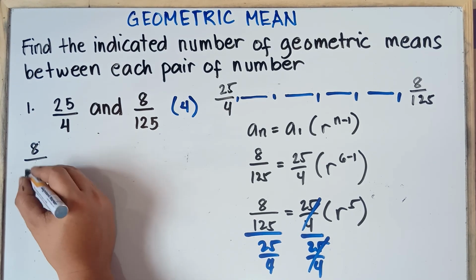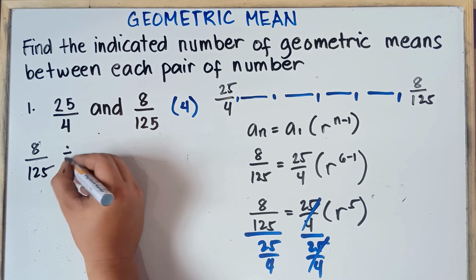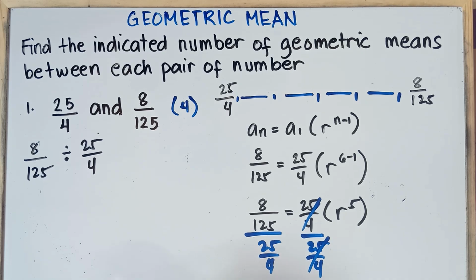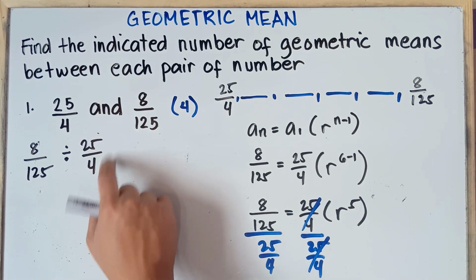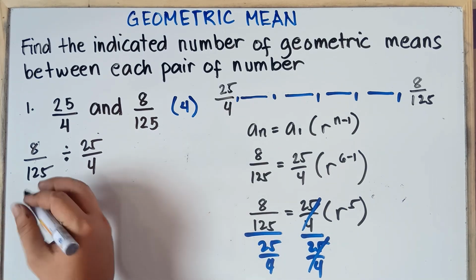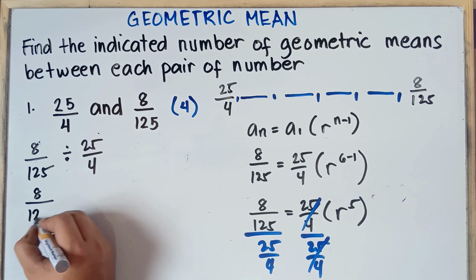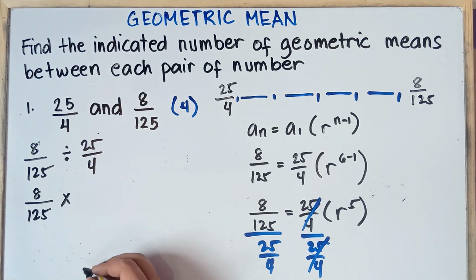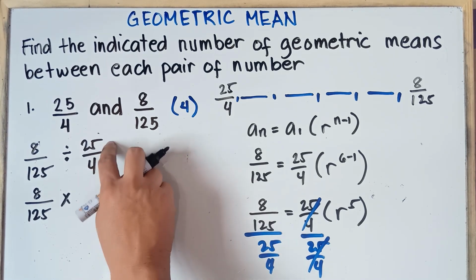So 8 over 125 divided by 25 over 4. So once again, class, rules in dividing fractions: you cannot divide the fractions directly. You need to get the reciprocal of the divisor, then you proceed to multiplication. So this will be 8 over 125. Instead of division, you proceed to multiplication, and you get the reciprocal of the divisor, class.